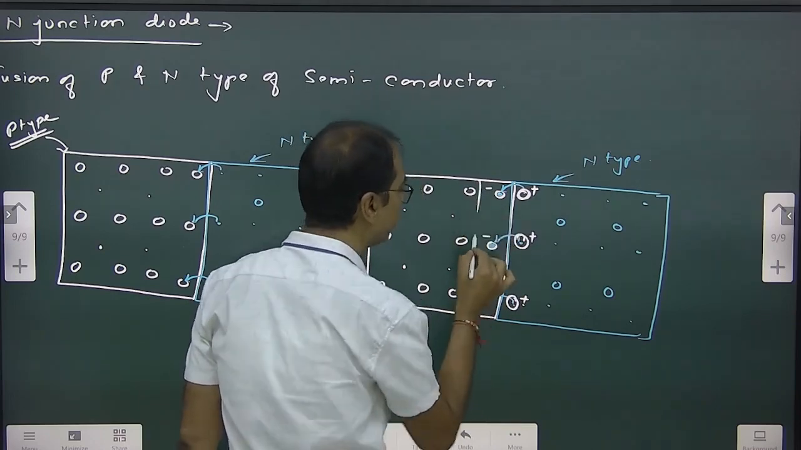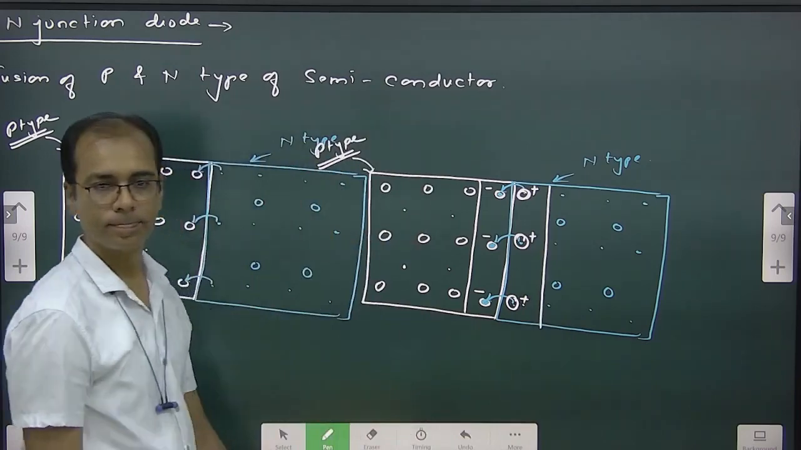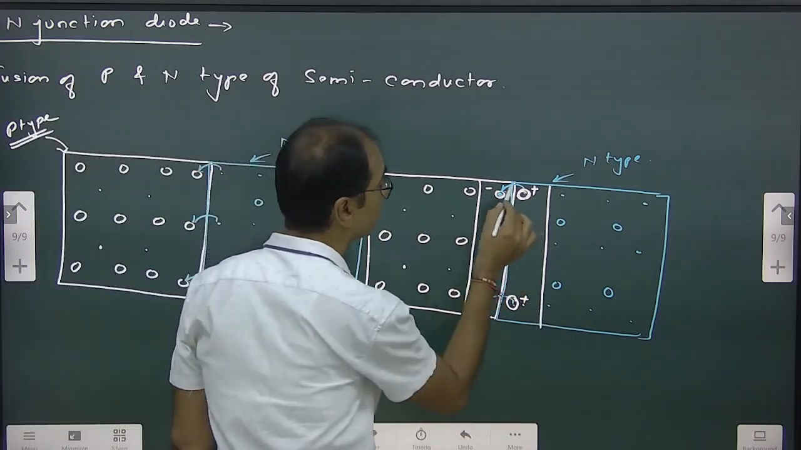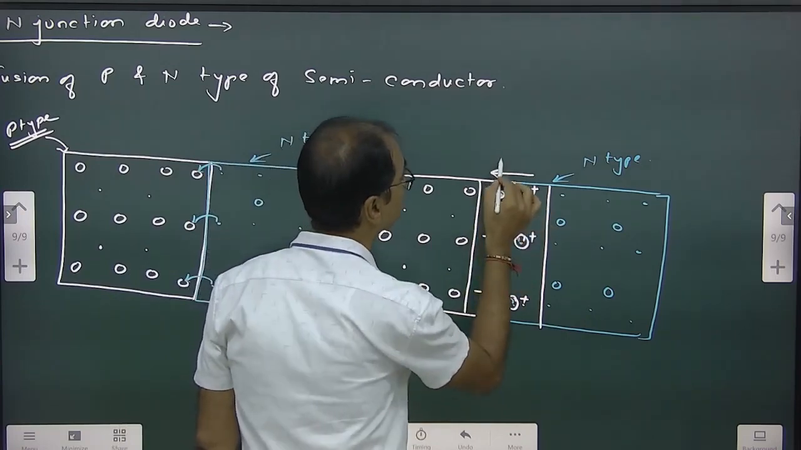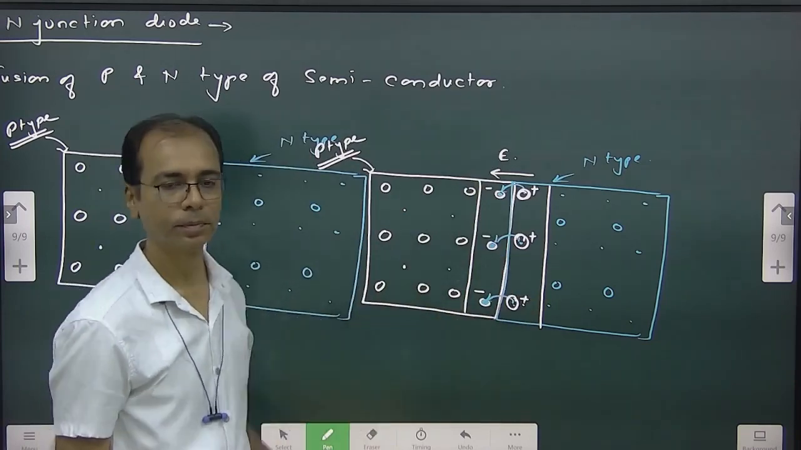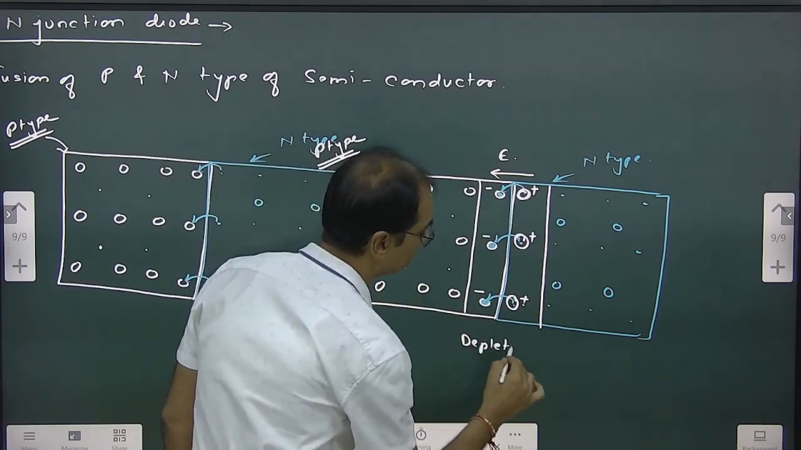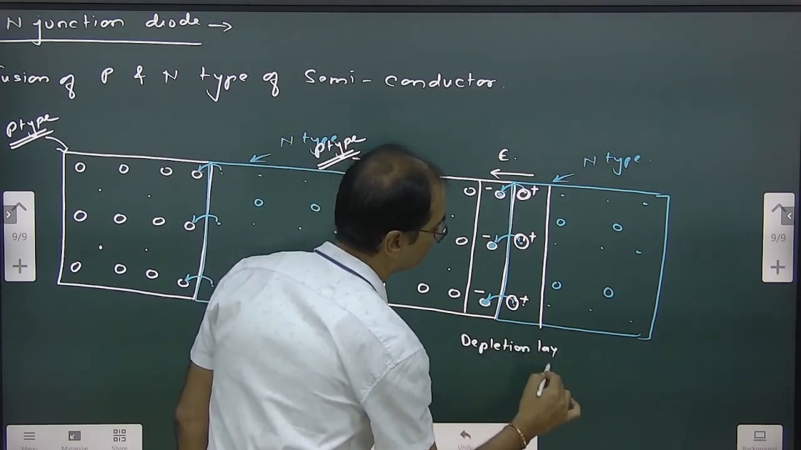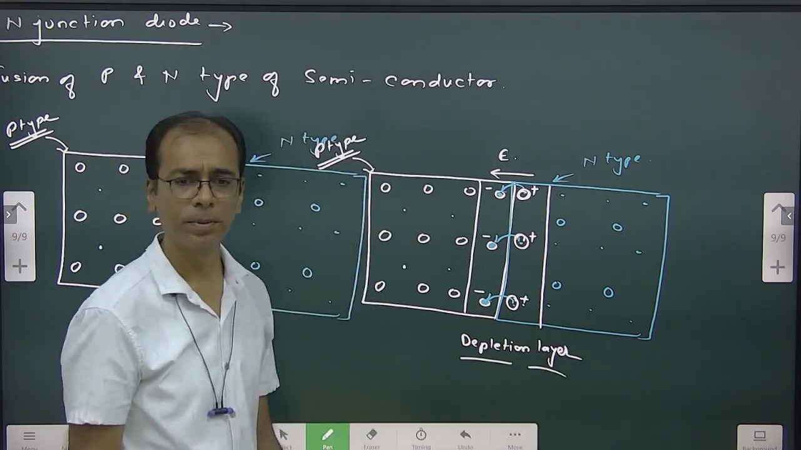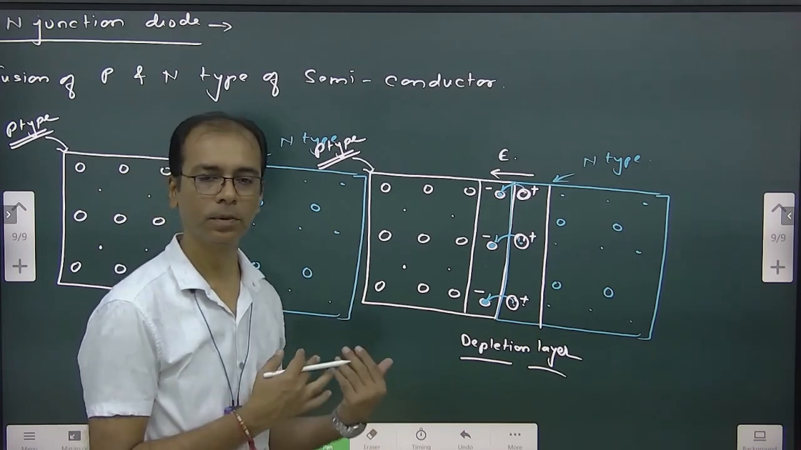So one layer they make over here. This is the layer. What layer? Because this is positive here and this is negative here, so an electric field is there inside this. And this we are calling the depletion layer. This happens immediately, very fast. As you fuse, it will be happening.